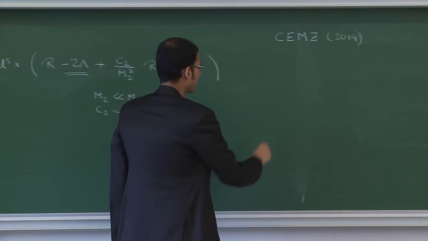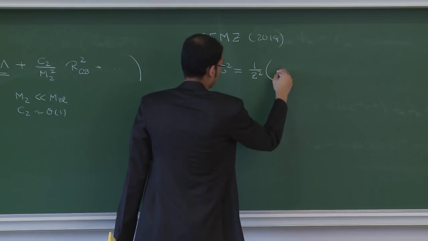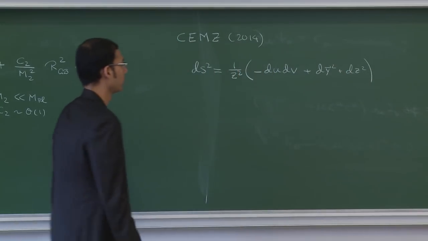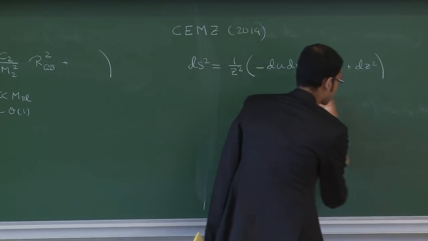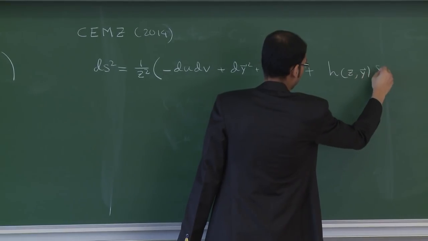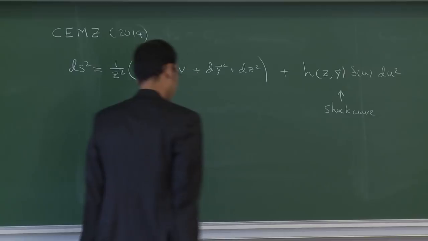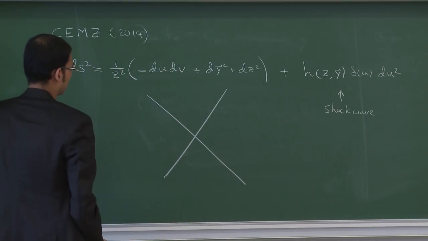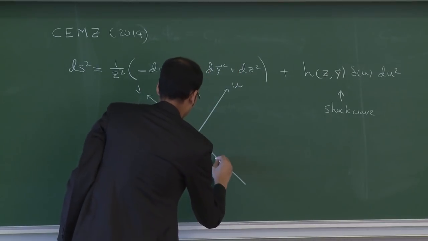they studied shockwave solutions in this background in AdS. So you have something like this, where u and v are null coordinates, and z is the bulk coordinate. They basically studied shockwave solutions in this background. So you have some function of z and y, times a delta function. So this is a shockwave. So let me draw a diagram. So this is v, this is u. So this shockwave is propagating this way.